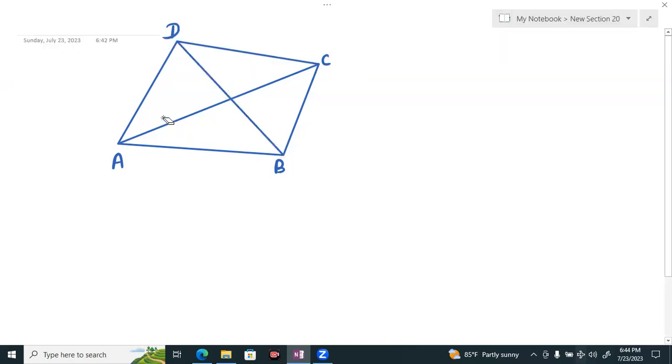AC is equal to 15 centimeters and BD is equal to 10 centimeters. Okay. You should draw it this way and note it down.